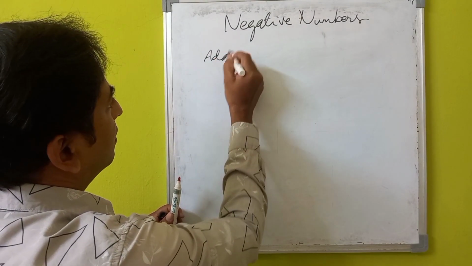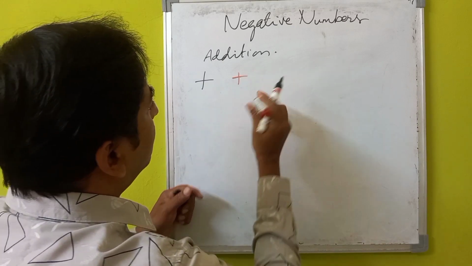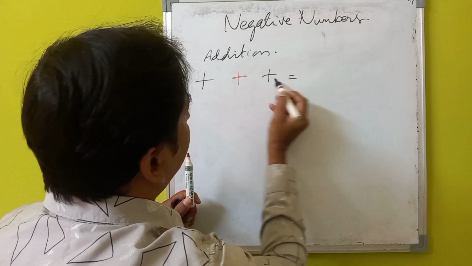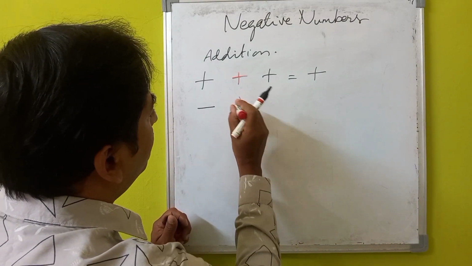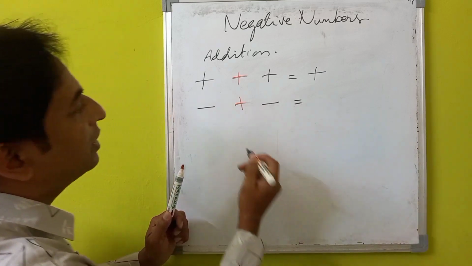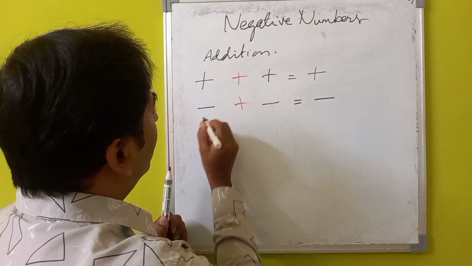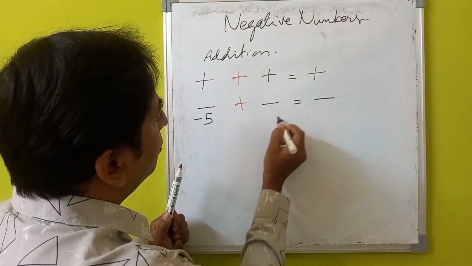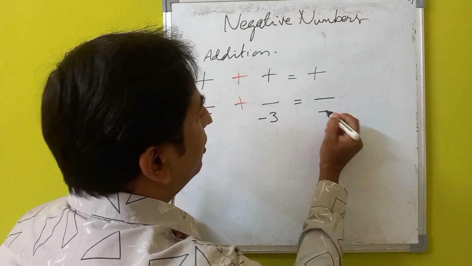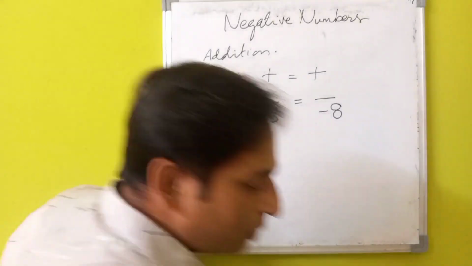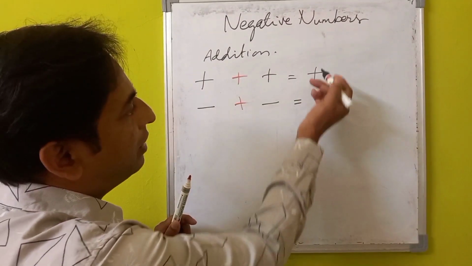Let's start with the additions. When a positive number is added to another positive number, there is no confusion, as both are positive, so we get a positive number. When a negative number is added to another negative number, you do the same thing: add them and put the negative sign. For example, negative 5 added to negative 3: just add the numbers without the sign and put the negative sign. Here you get minus 8, or negative 8. When both numbers are negative, you add and put the negative sign. When both numbers are positive, you add and put the positive sign.